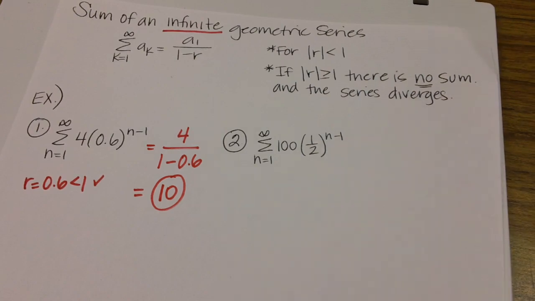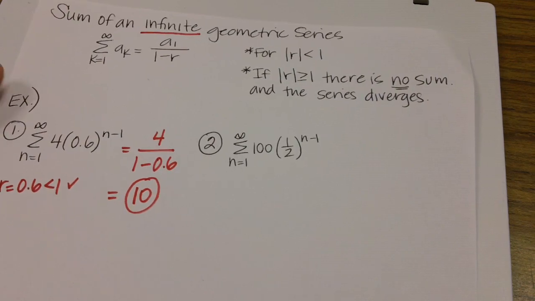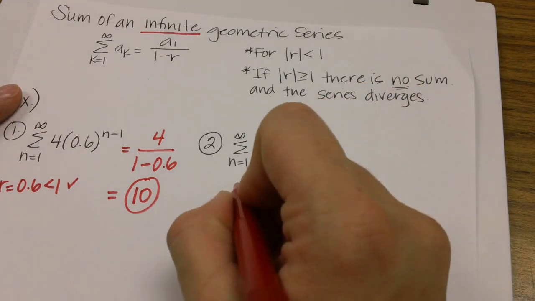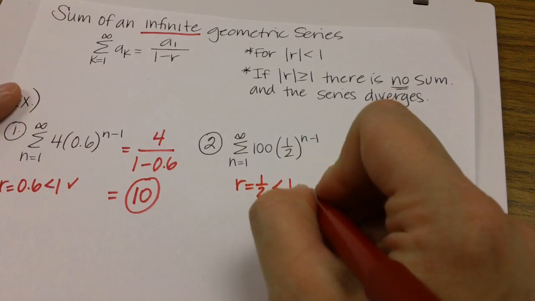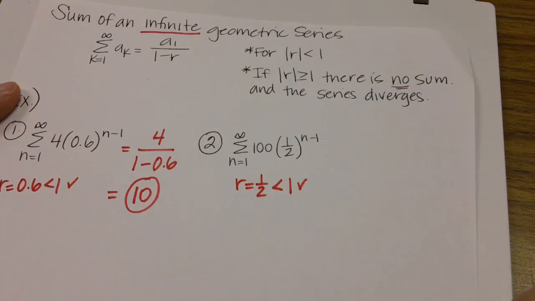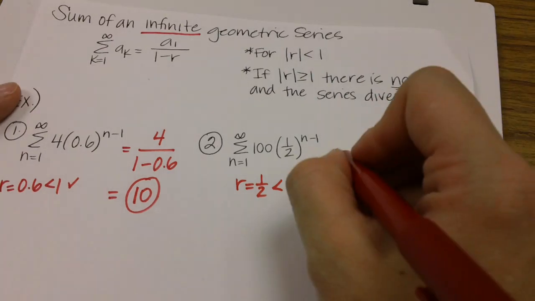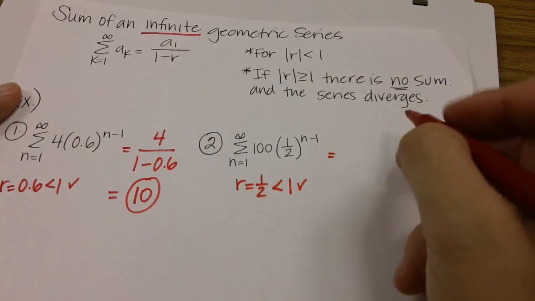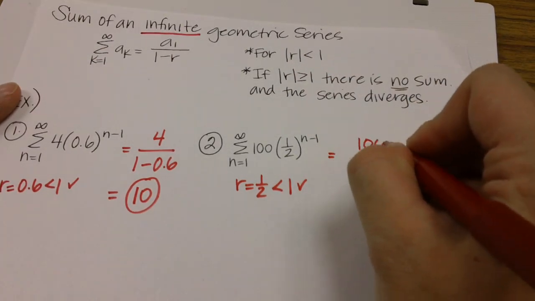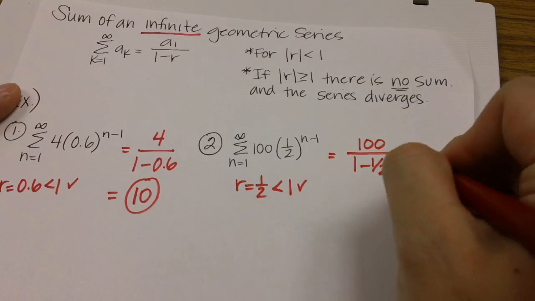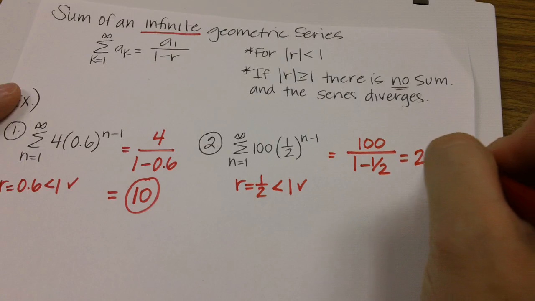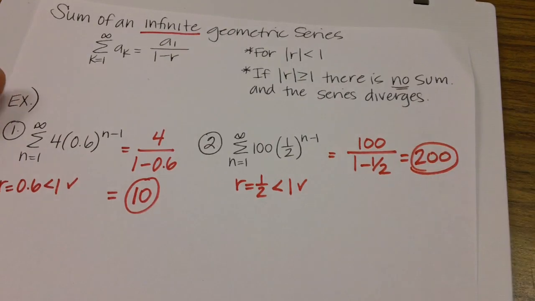Okay. In example 2, our r value is 1/2, and 1/2 is less than 1, so we are good. And then we're just going to plug it into the above equation there. We're going to take 100, our initial value, divided by 1 minus 1/2, and that's going to give us 200. Okay.